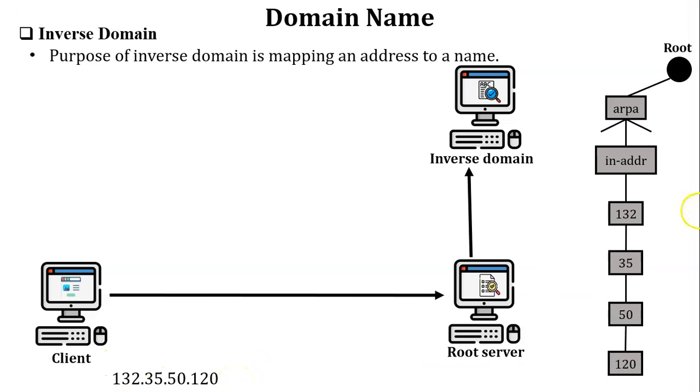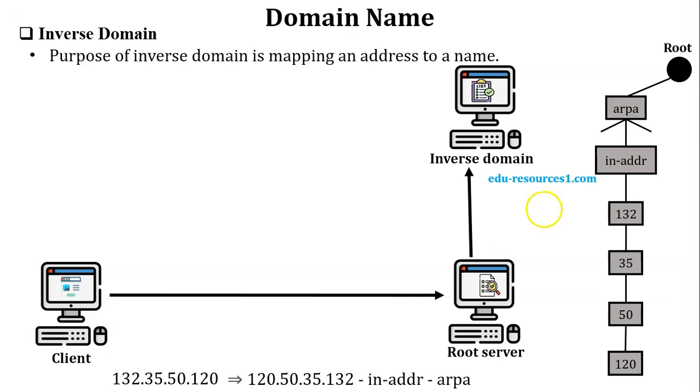132.35.50.120. So the IP address is written in the inverse DNS tree structure: 120.50.35.132.in-addr.arpa. So the inverse domain evaluates that IP address and maps it with the website name. For example, this IP address is mapped with the web URL eduresources1.com.